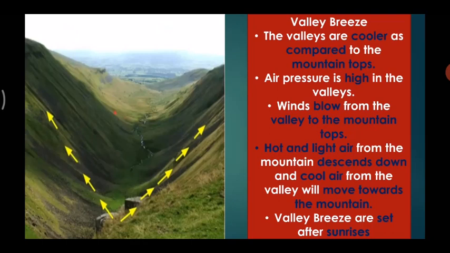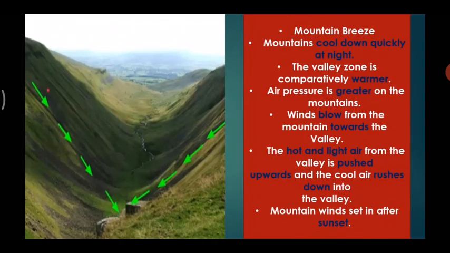And the next one is totally opposite to this. That is the mountain breeze. Now look here in this picture. As I told you, these are the mountain tops. On the top of the mountain, they are the mountain tops. And this is the valley.